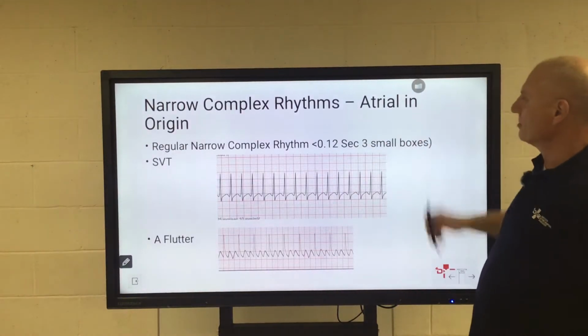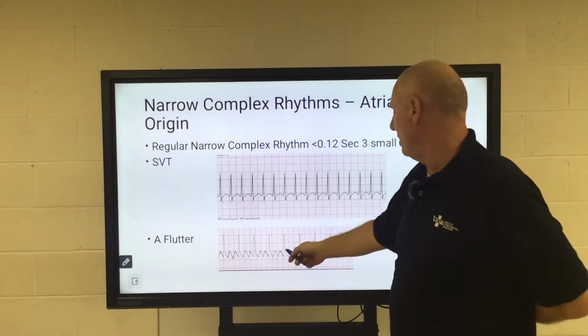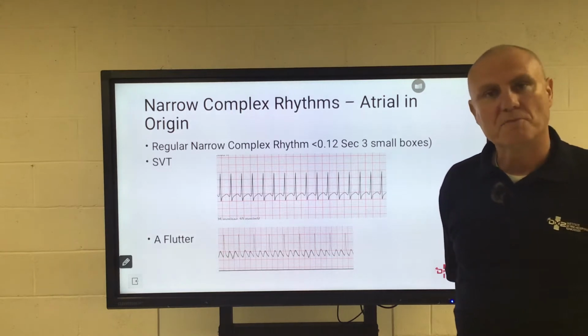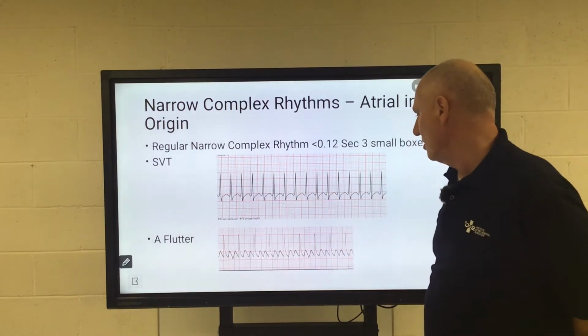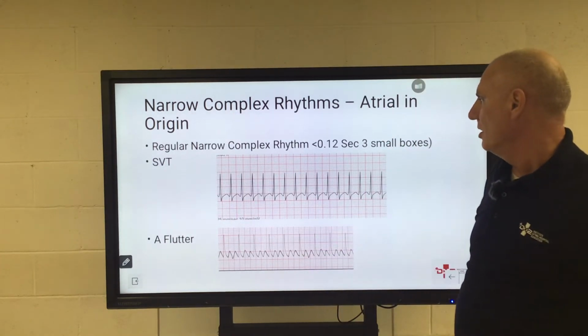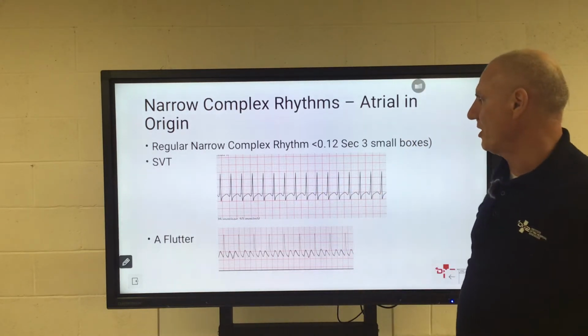Narrow complex rhythms are atrial in origin. So these are quite narrow. Look, these are really narrow, far less than 3 small boxes. This one here is about 1 small box, and this one here at the apex is less than 1 small box. So this is your typical kind of SVT, supraventricular tachycardia.